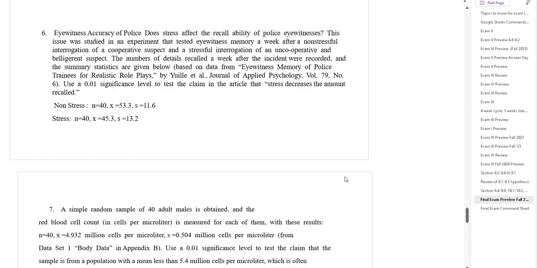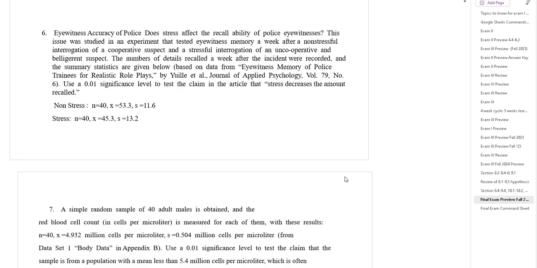Let's look down at this one. Eyewitness accuracy of police. Does stress affect the recallability of police eyewitnesses? This issue was studied in an experiment that tested eyewitness memory a week after a non-stressful interrogation of a cooperative suspect and a stressful interrogation of an uncooperative and belligerent suspect. The number of details recalled a week after the incident were recorded, and the summary statistics are given below. Use a 1% significance level to test a claim that in the article that stress decreases the amount recalled.